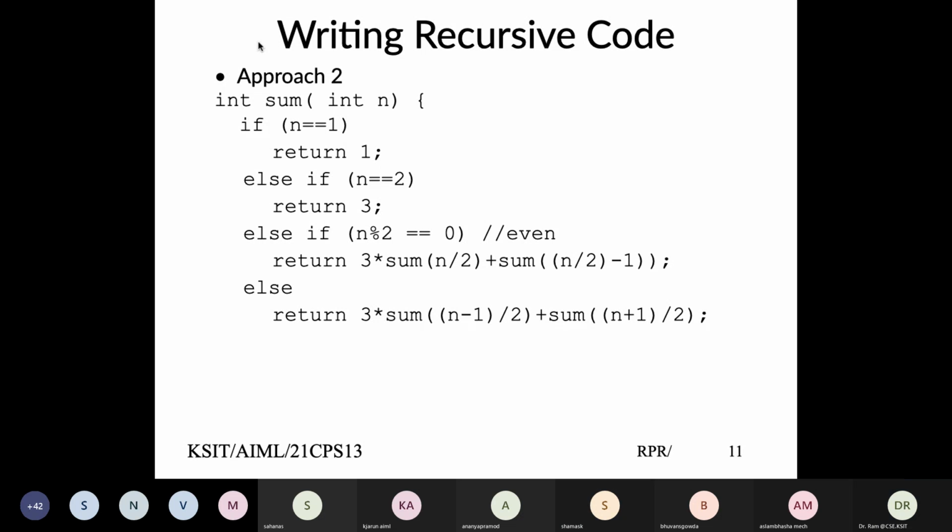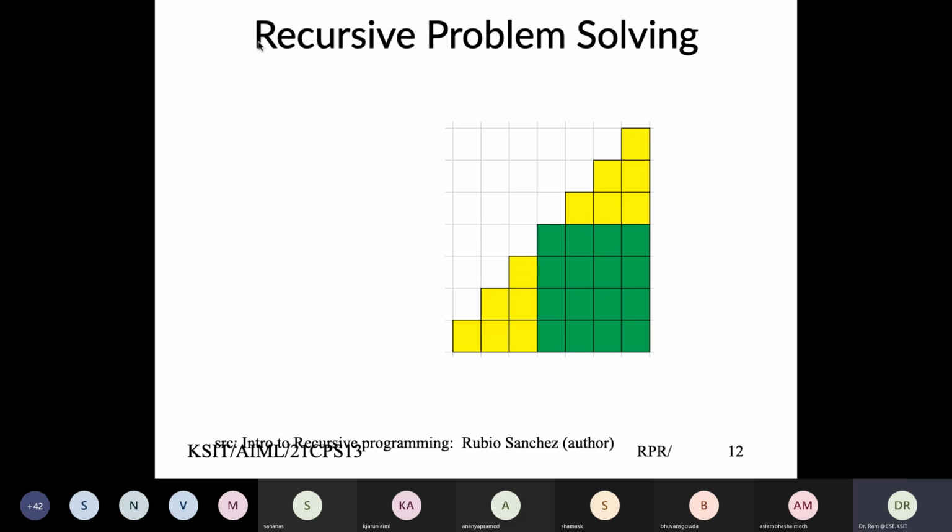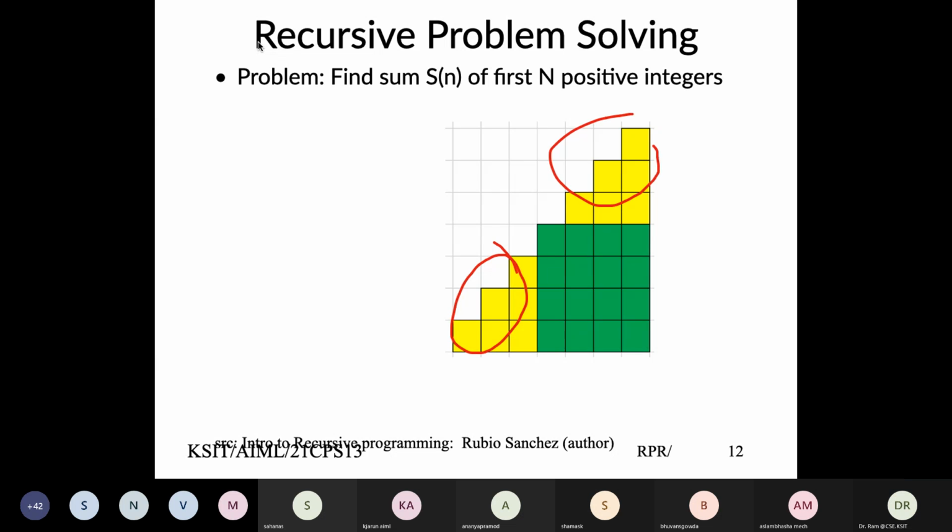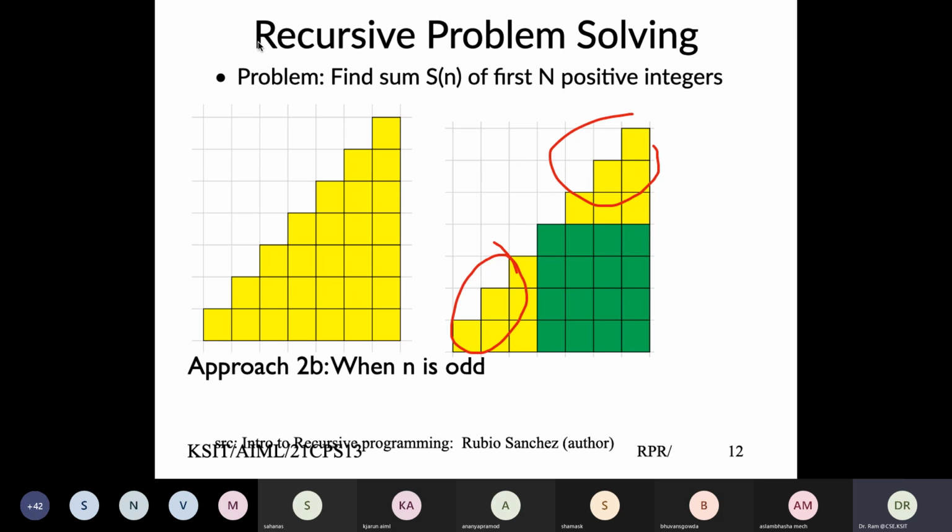Now let's look at another way of solving the same problem. I can look at this problem as two smaller problems of n minus 1 by 2 and one problem of n by 2. So if it is odd and even, we can look at the same case. When n is odd, I can say two subproblems of n minus 1 by 2 and one problem of square of n plus 1 by 2.